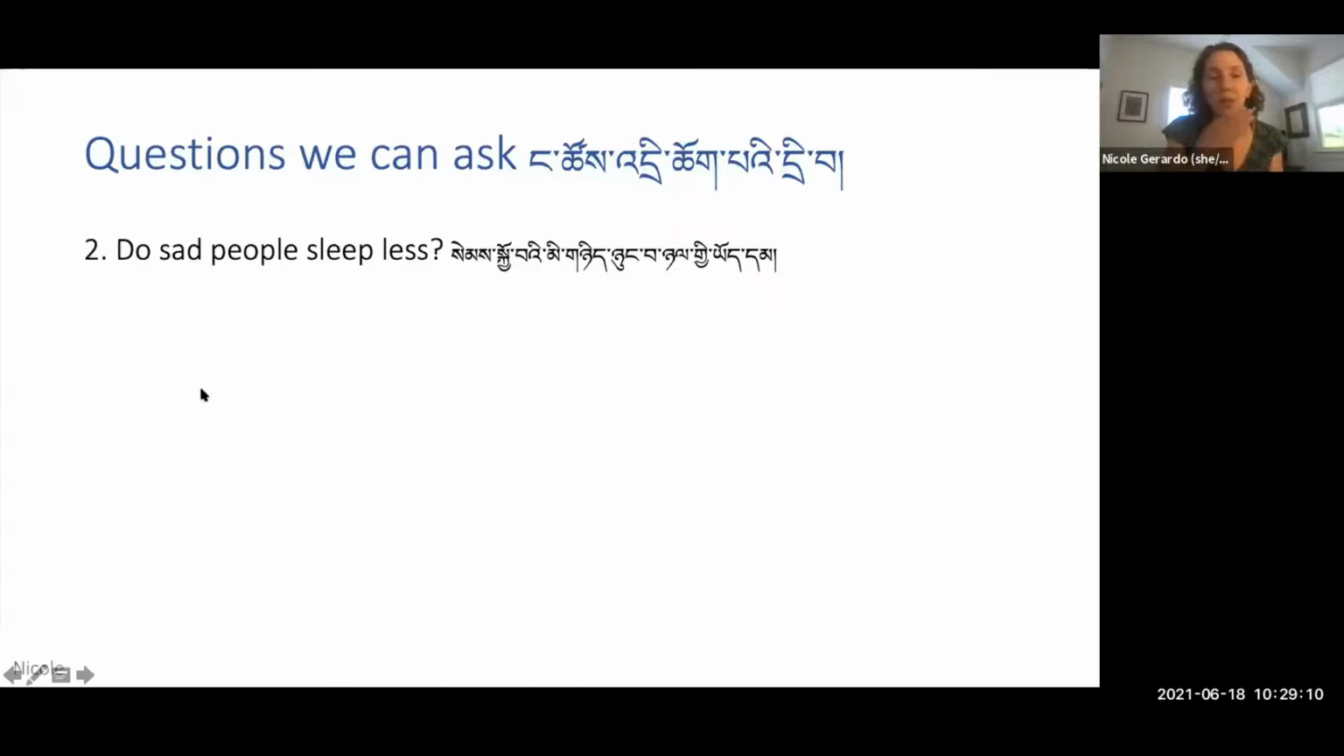So if we focus on the question, do sad people sleep less? In the chat, we see both hypotheses, and in some ways, based on our previous knowledge, it makes sense that sad people may have a harder time sleeping because they just can't get comfortable, they're worried, or you may sleep a lot just so you don't have to deal with your problems.